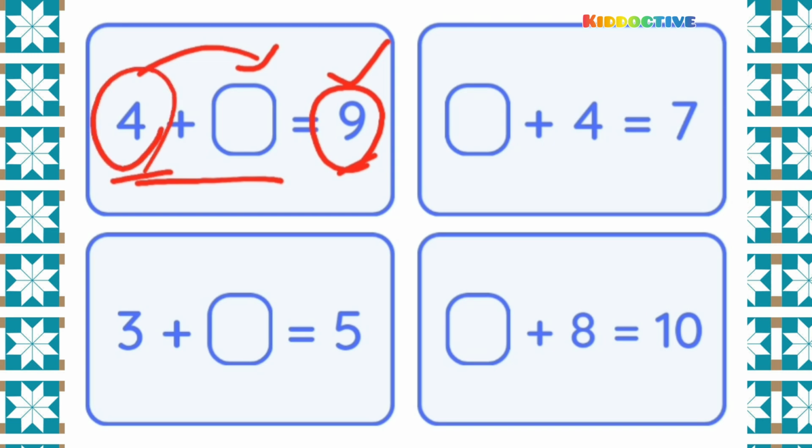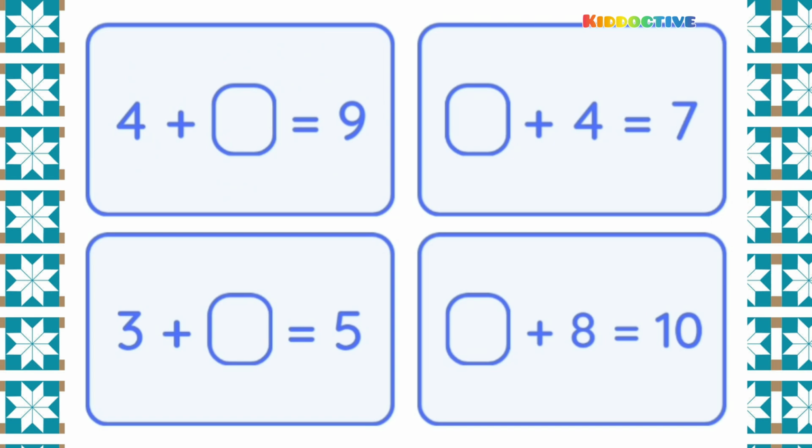One number is given, another number is missing. So how to get the number? I'm going to tell you how to get the number. This one is bigger, right? This one is smaller. So 9 minus 4 equals.